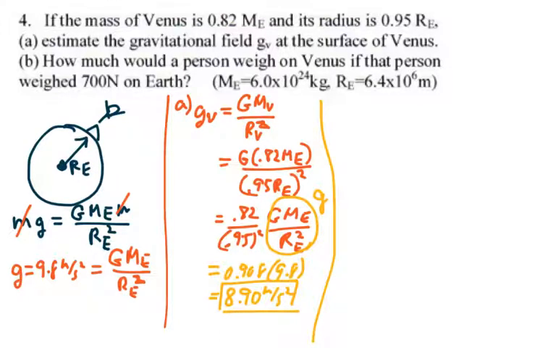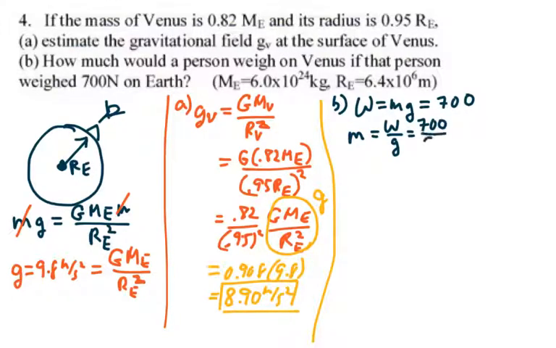Part B, how much would a person weigh on Venus if that person weighed 700 newtons on Earth? Alright, so let's take a look at that. If your weight on Earth is mg, and that's 700 newtons, you can calculate your mass, which is the weight on Earth divided by g. So 700 divided by 9.8 is equal to 71.4 kilograms. And that's something that doesn't change. That's your mass anywhere you are in the universe.